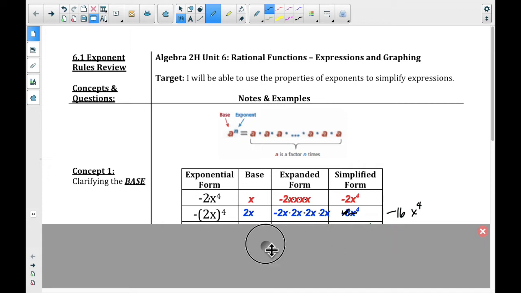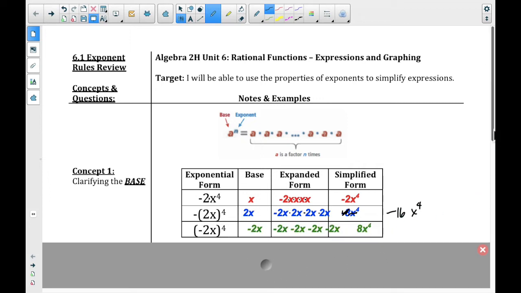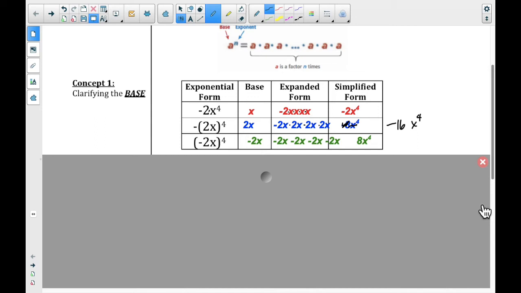x to the 4th. And then lastly, what if the whole thing is in the base? Well, if the whole thing is in the base, then you multiply that base every time. So it's negative 2x times negative 2x times negative 2x times negative 2x. And again, it's not 8. Negative, negative, negative, negative. That is 4 negatives. That's going to give us a positive. And then 2, 2, 2, 2, that is again 16, and then we have 4 x's. And so it's just important to notice where the negative is, where the power is, are there any parentheses? You just have to pay real close attention to that.